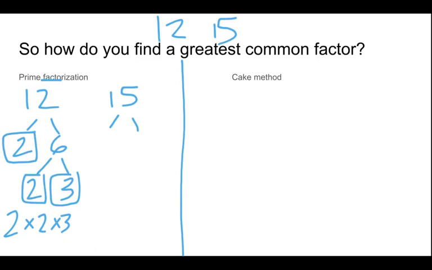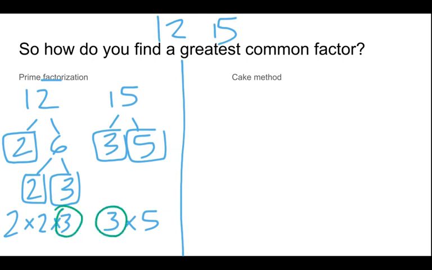Now I look at 15. 15 I can do 3 times 5, and those are both prime. So I just have 3 times 5. And what I want to now look for is pairs. There are no 2's in 15, so I can't use any of the 2's, but each side has a 3, so that means my GCF of 12 and 15 will be 3.